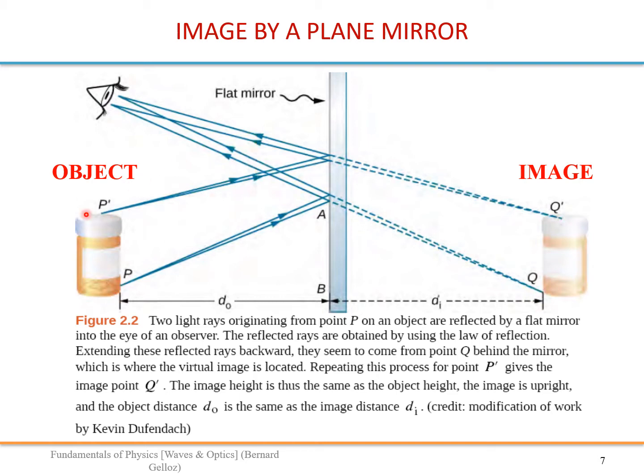You can then take another, for example this one, and using exactly the same trick, you can find that the image is Q prime here. Okay. So using basic geometry, you can see that in fact distance BQ is equal to distance BP. So you see the object as if it were at the same distance from the mirror as it is in reality, but on the other side. So this is called the image.